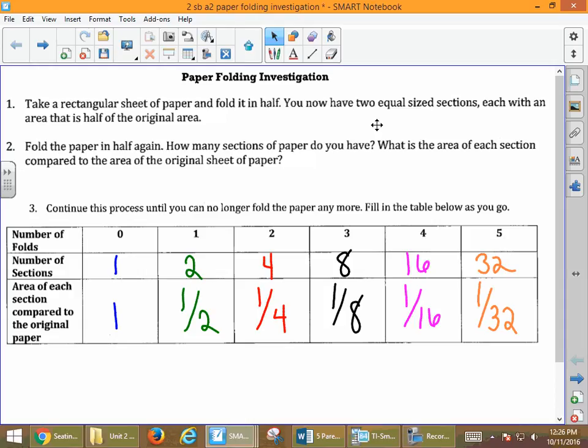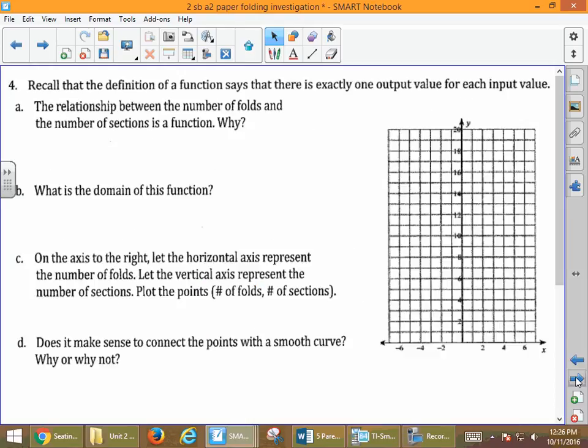If we look here now at part number 4, it says recall that the definition of a function says that there is exactly one output value for each input value. That's the definition of a function. So if we look at this one, the relationship between the number of folds and the number of sections is a function. And why?